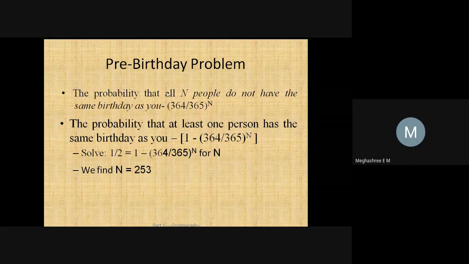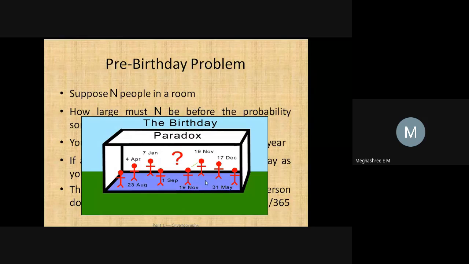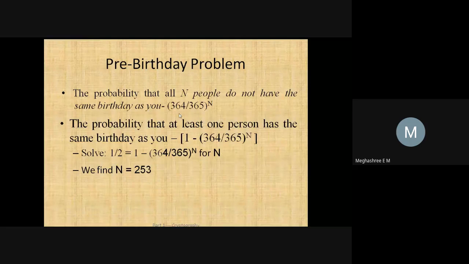So now the question is the probability that all n people present in the room don't have the same birthday as mine, right? In the previous diagram, you can see all other people have their own birthday dates, not colliding with my birthday date. So that is what this statement says. The probability of this can be calculated as 364 divided by 365 whole power of n.